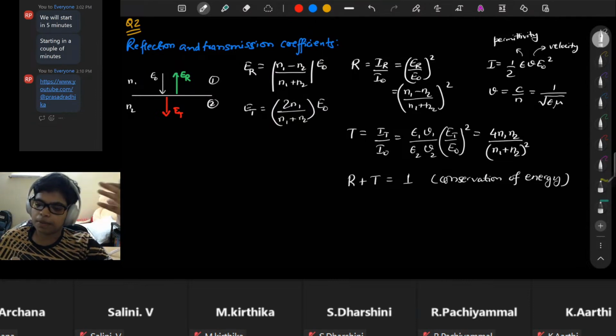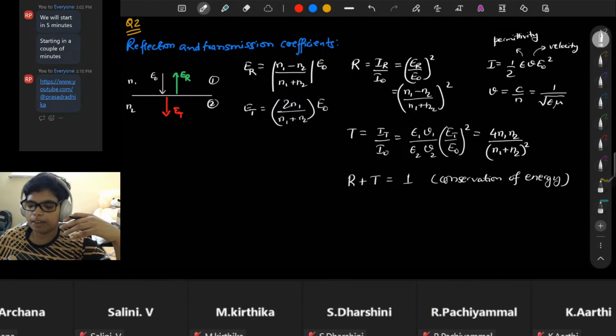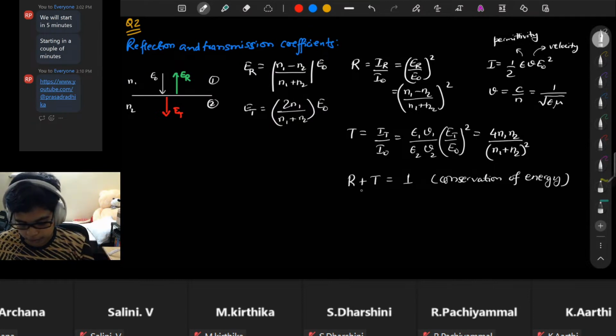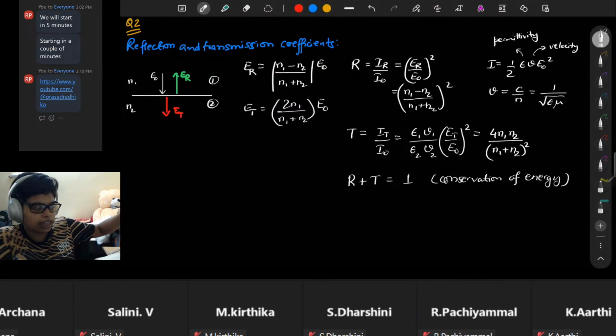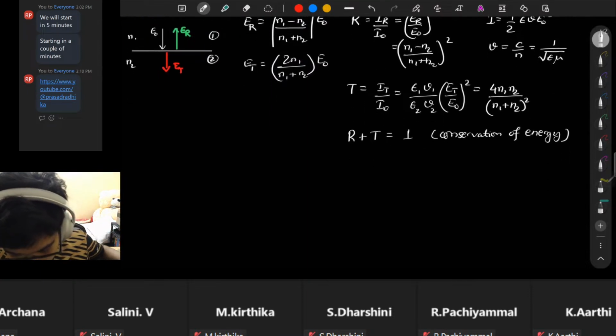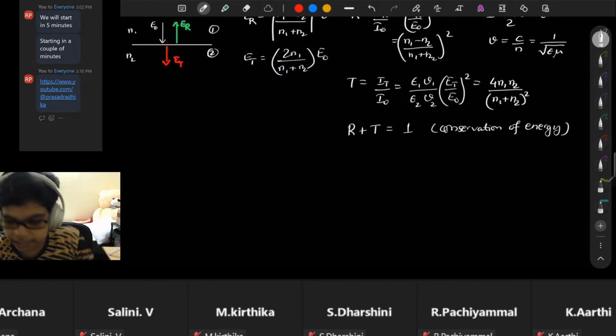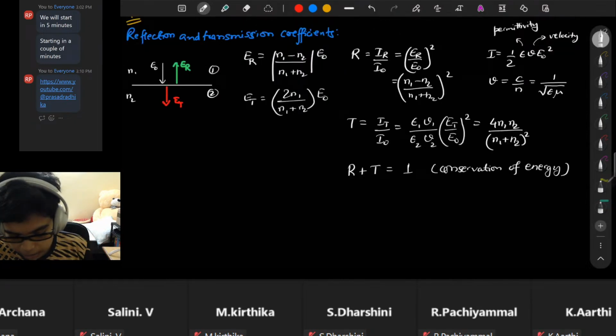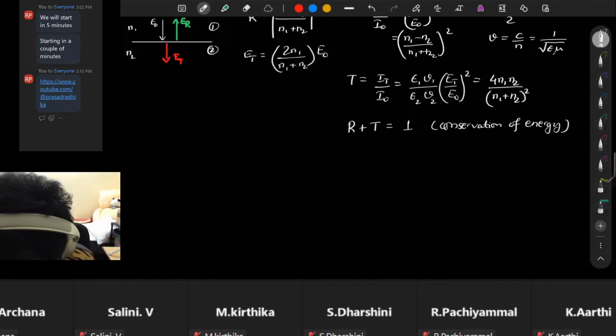So if 50% of the beam is reflected, then 50% is transmitted. If 60% of the beam is reflected, then 40% is transmitted. So this is R plus T equal to 1. That is what this relation means. And this is consistent with the conservation of energy. But this was for normal incidence. Now we can look at oblique incidence.